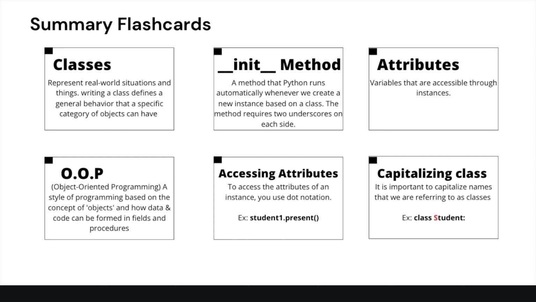So personally, after I've learned something new, I like to create summary flashcards of every single important term or vocabulary that I have to digest. So here are some summary flashcards for what we just learned. We learned about class, what it is, the init method, what it does, why it's important, what attributes is, what object-oriented programming is, and why it's important to classes, how to access attributes within classes, and the importance of capitalizing a class when you create one. So I highlighted the capitalized S in red here for you guys.